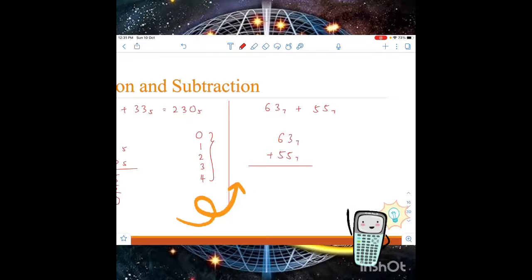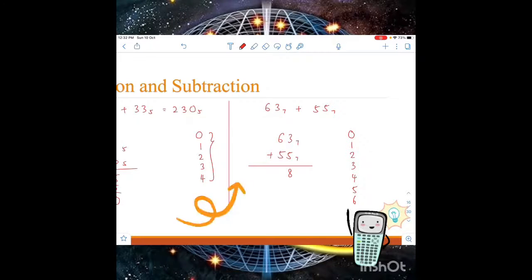And we need to bear in mind that when it is a number in base 7, the digits that we can use are 0, 1, 2, 3, 4, 5, 6. The maximum digit that we can use is 6. When the number reaches 7 or more, we're going to move it and it becomes 1 in the place in front. So when we have 3 plus 5, that is 8. 8 has already exceeded 6.